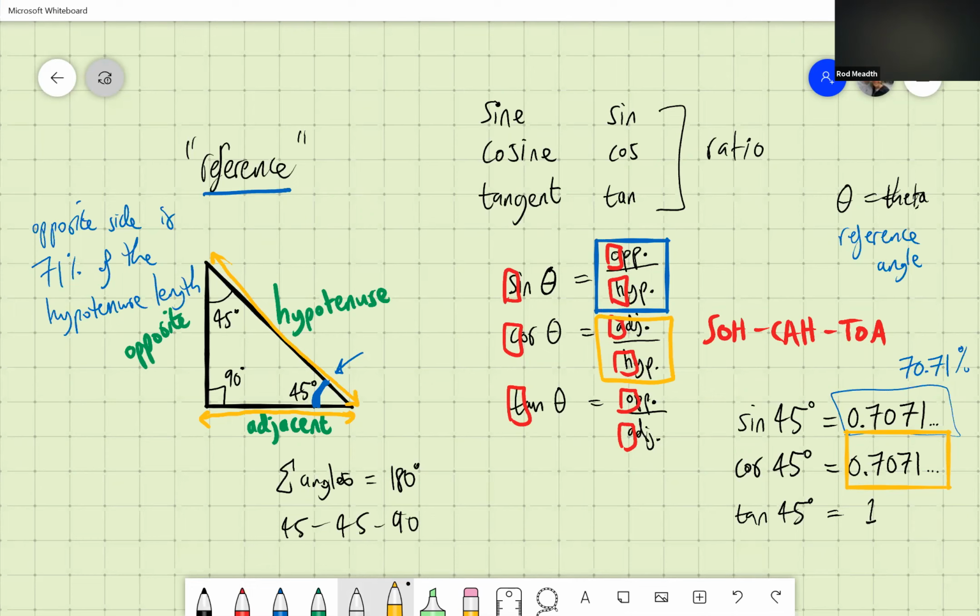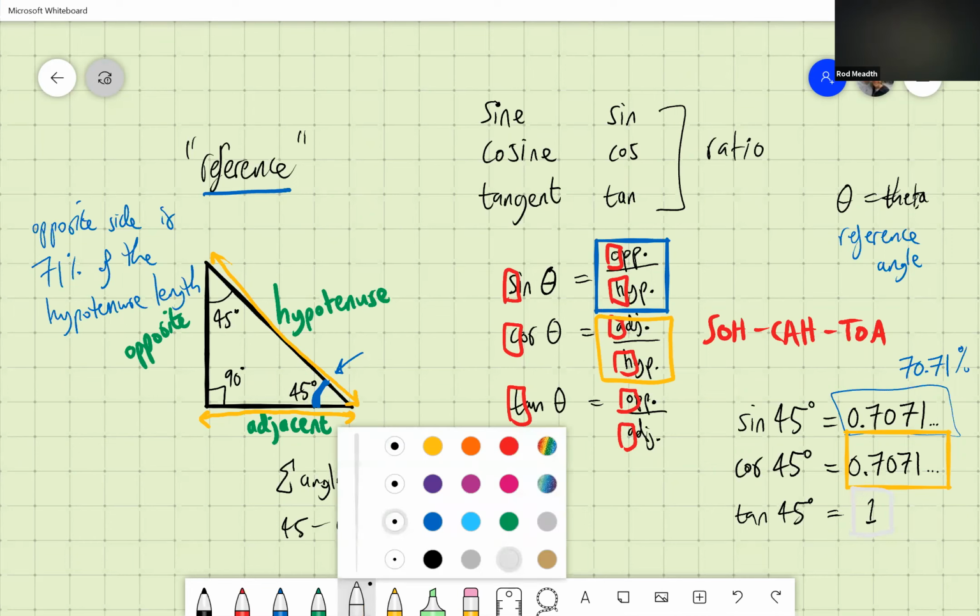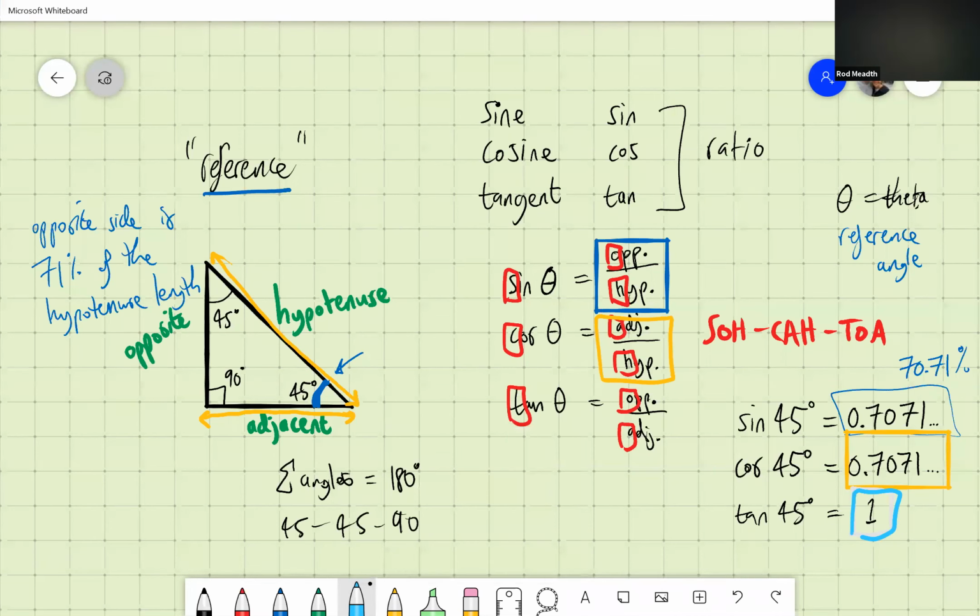The last one right here, if tan of 45 equals 1, that's a bit of a tricky color to see. Let me try that again. Let me give it a light blue. If tan of 45 equals 1, that's referring over to here because tan is defined as opposite over adjacent. That's saying the ratio between the opposite side and the adjacent side is exactly 1. In other words, 100%. In other words, same as each other.